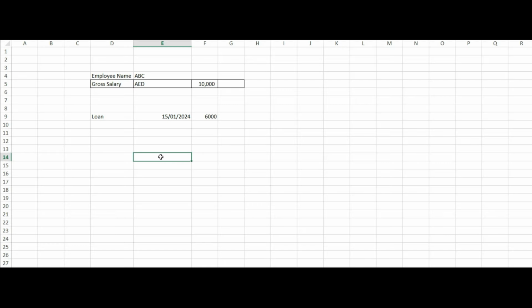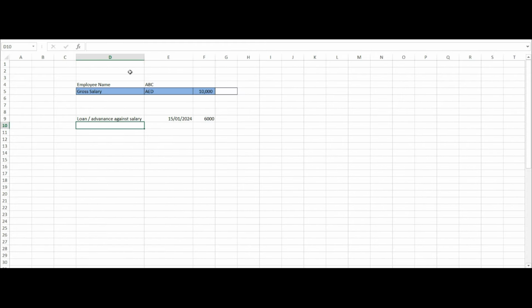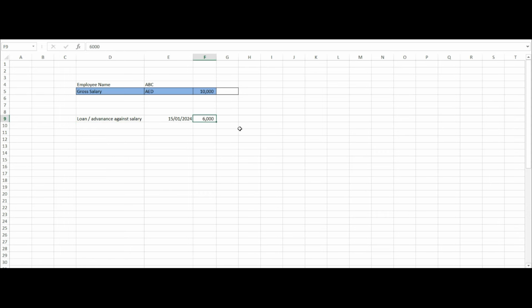Now if an employee has taken advance and you have to adjust that advance from the salary, how are we gonna deal with that? Suppose the same employee has gross salary of 10,000 and a loan or advance against salary has been given on 15th of January, and it has been agreed with the employee that this loan will be deducted in installments of 2,000 in each salary, maybe January, Feb and March.